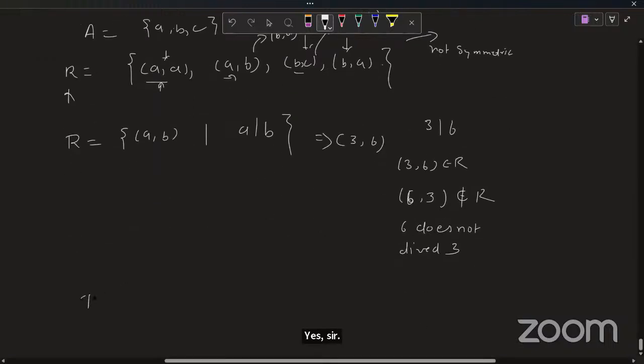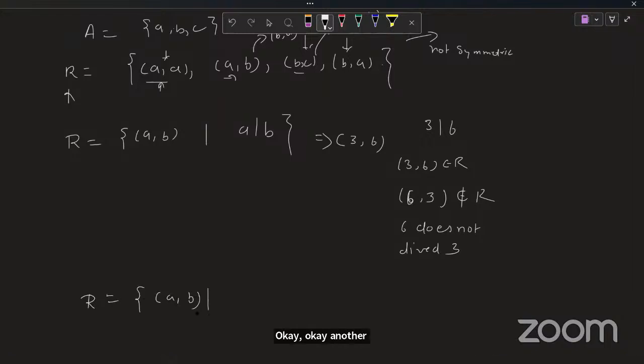Okay. Another example on the natural numbers only: a equal to b. Is this a symmetric relation? Yes, sir. Yes, sir.